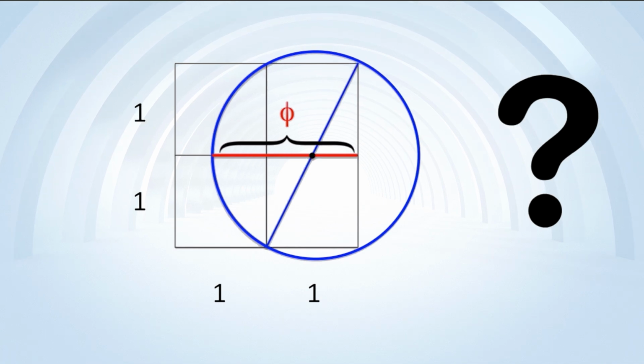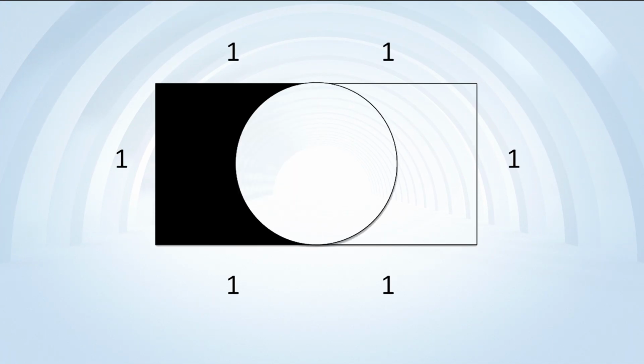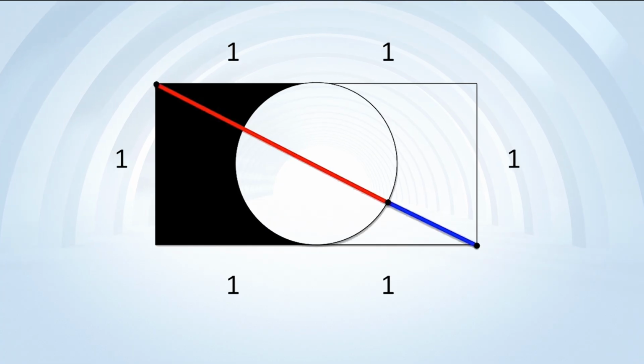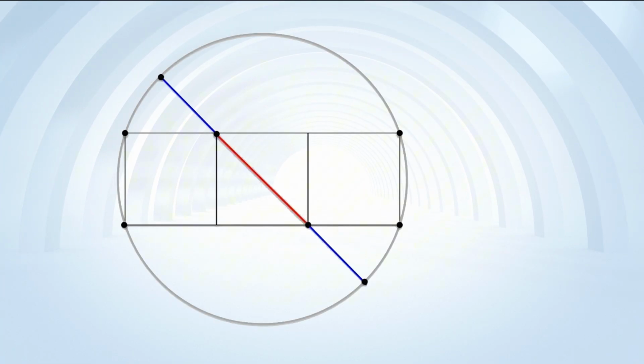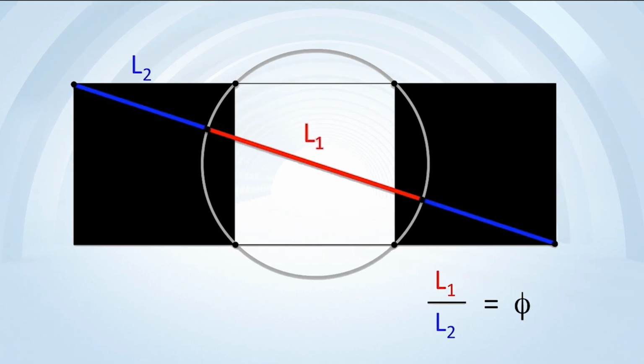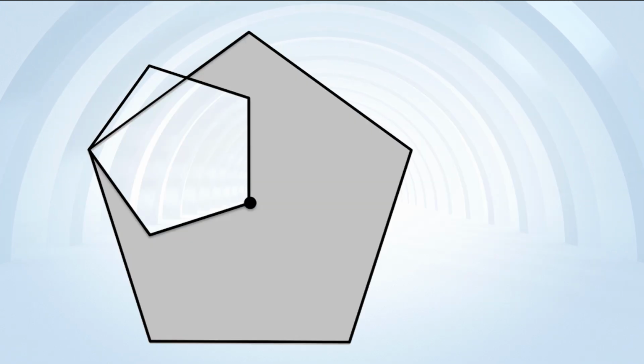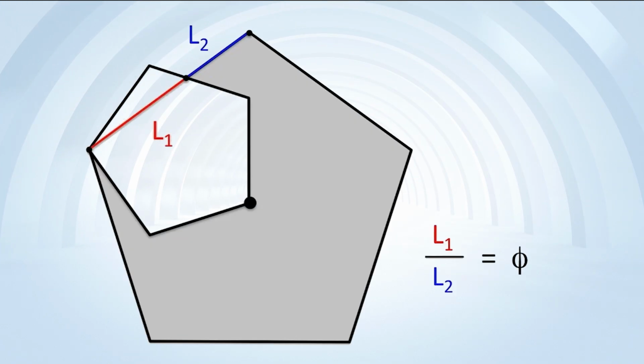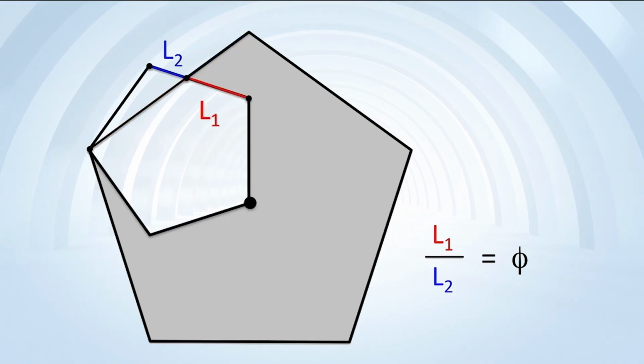But this is not the only way. Let me show you another construction. This time we use 2 squares and a circle. There is also a construction using 3 squares and a circle. And even another variation, again with 3 squares and a circle arranged differently. There is also a beautiful way to obtain the number phi using 2 regular shapes, constructed like this.